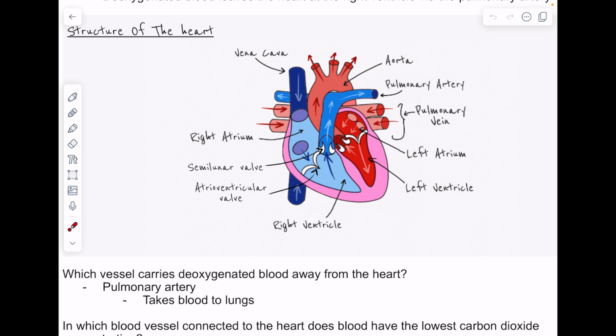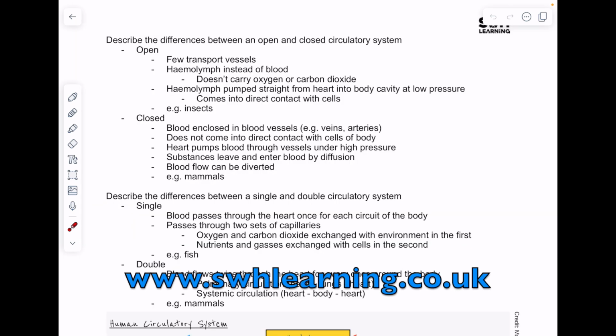But why are the walls of the ventricles thicker than those of the atria? That's because the atria up here receive blood at lower pressure. And secondly, they only need to pump the blood a very short distance into the left and right ventricles, whereas the ventricles have to contract strongly in order to pump high pressure blood to either the lungs or the rest of the body. Let's have a little look at my revision guide available on the website.